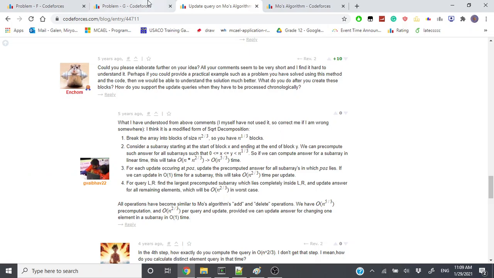Learning on the fly, that's what edgy rounds are for, right? So consider a subarray starting at the start of block X and ending at the end of block Y. We can precompute an update in O(1) time for a subarray. This will take n to the 2/3 time per update. Okay, that doesn't work here because we're merging subarrays of length square root n. How does this work?